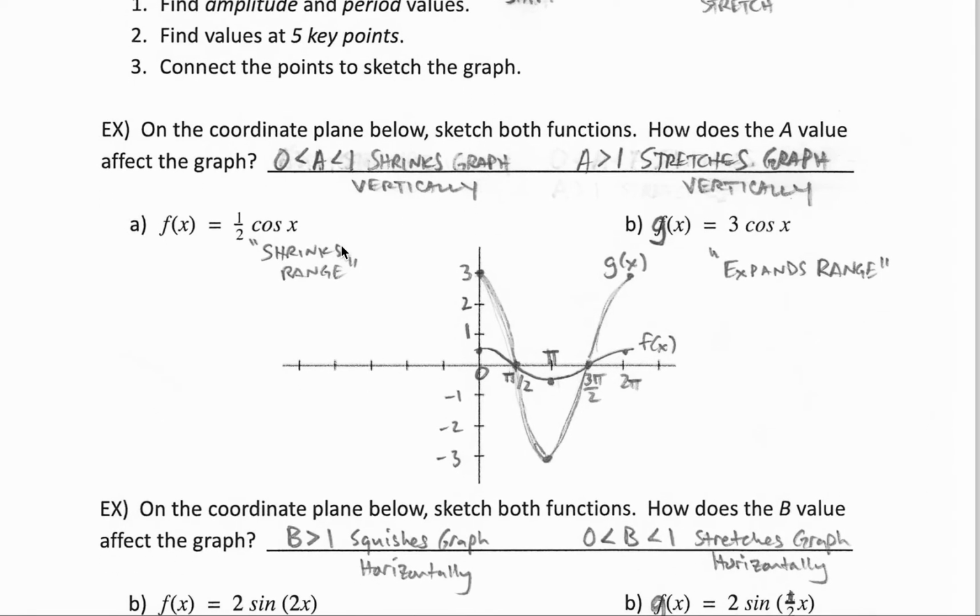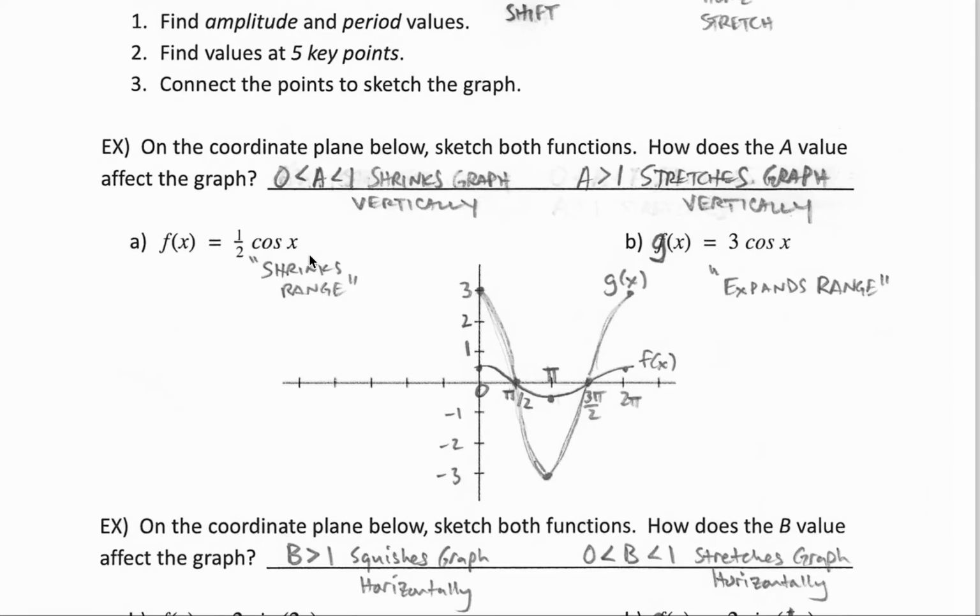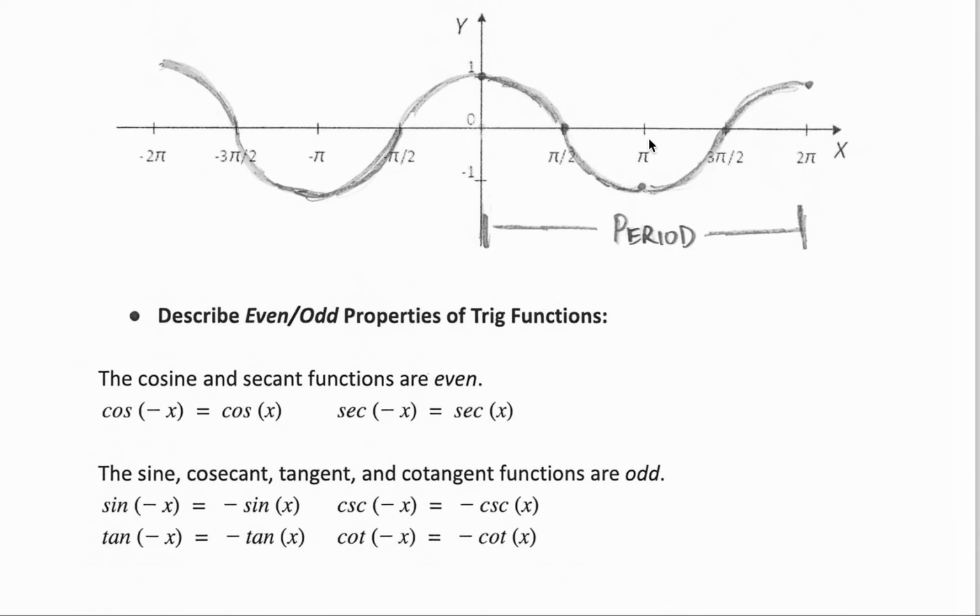So what does the A value do? Let's investigate that. In this function, 1/2 is our amplitude, that A value. So I know that my graph is not going to go any higher than 1/2 or any lower than -1/2. My period is just going to be 2 pi divided by the B value. Well, the B value is 1 here, so my period is not going to be any different than what we were doing up here. It's just going to be 2 pi long.